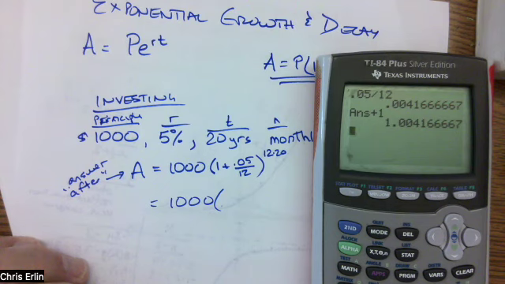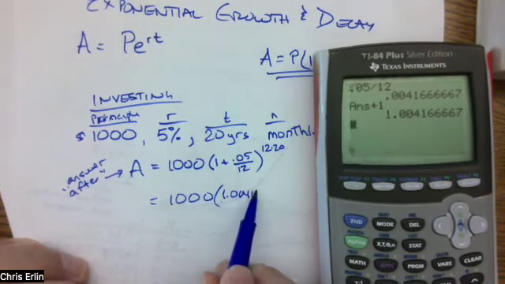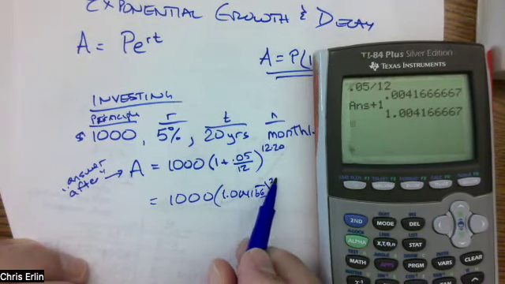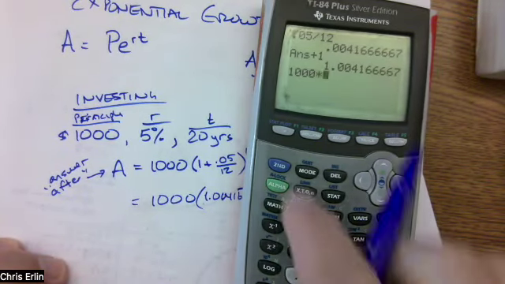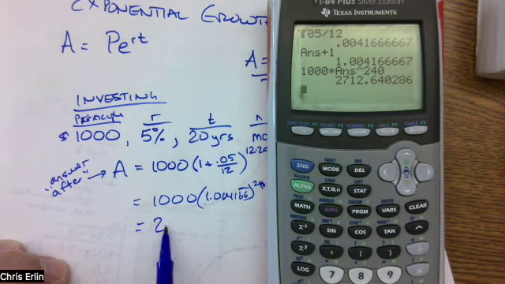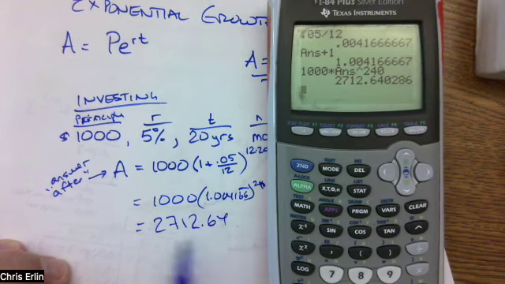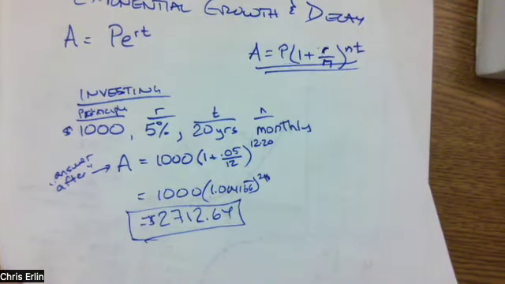Almost. Yeah, because I get back my initial money, right? I'm not just getting the interest rate. I'm also getting 100% of my initial money plus the interest rate. So this would be 1.0041666 to the 240. And so in my calculator, I'd do 1,000 times that last answer raised to the 240. And that would give me $2,712.64. Any questions on that?